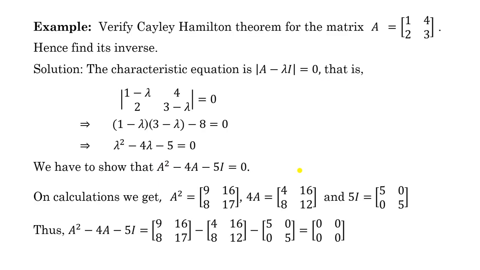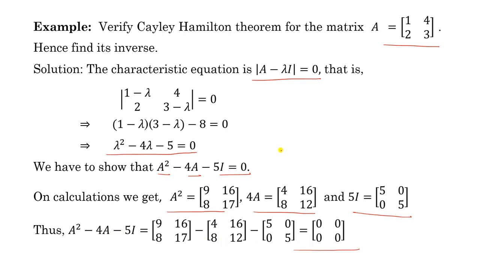Now look at the example. Verify Cayley-Hamilton theorem for this matrix. So if you write the characteristic equation of this matrix, it is determinant of A minus lambda I equal to 0, and this is the characteristic equation. Now we have to verify the result. So it means now we have to show that A square minus 4A minus 5I equal to 0. So if you solve this, you find A square, this is 4A, this is 5I. So if you find A square minus 4A minus 5I, you see that this is 0.